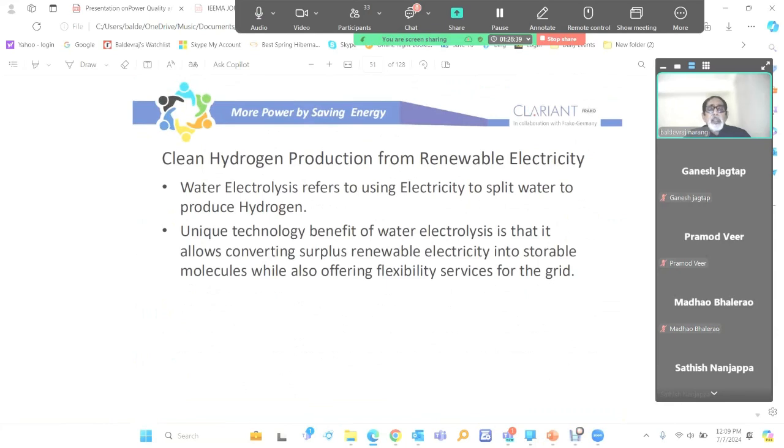Then again, it has to be linked with clean hydrogen, because when we generate renewable power, we can generate hydrogen through that also when it is not required for loads, and that can be stored.